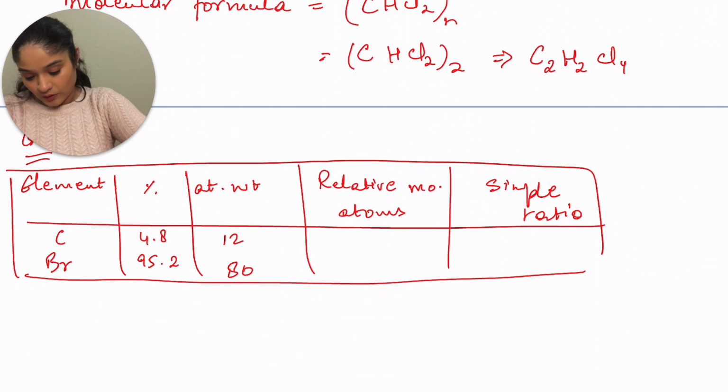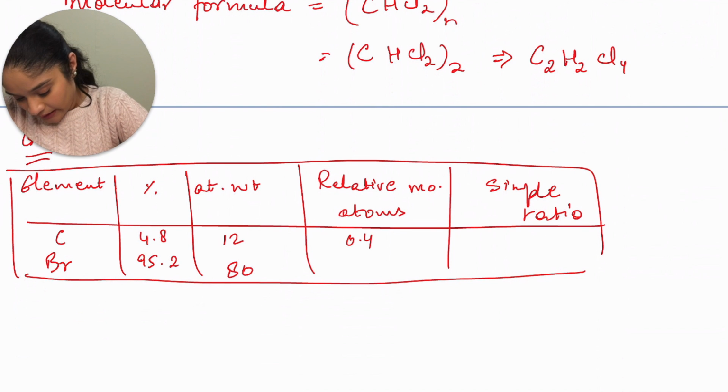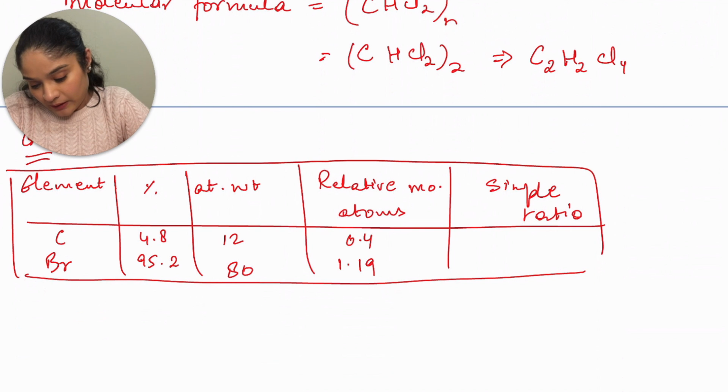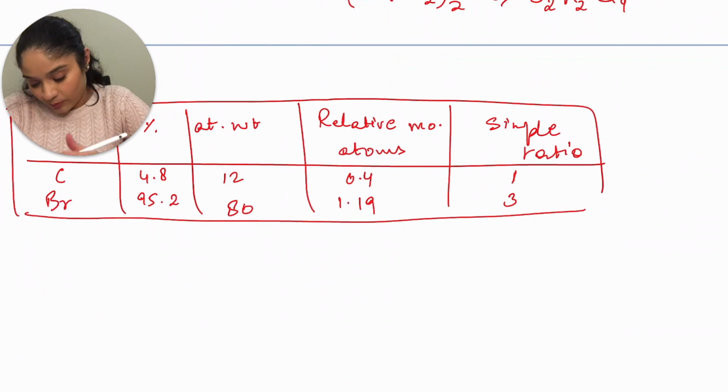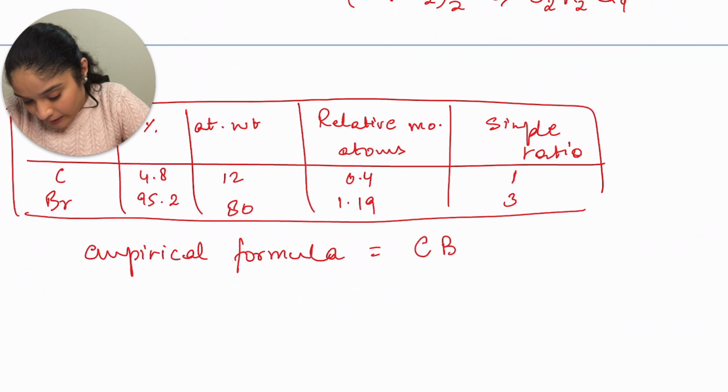Now let's quickly calculate this. This would be 4.8 divided by 12, I should get 0.4. And then 95.2 divided by 80, I'm getting 1.19. Then the simplest ratio would be 1:3. Okay, now let's make the formula. So empirical formula would be CBr2.